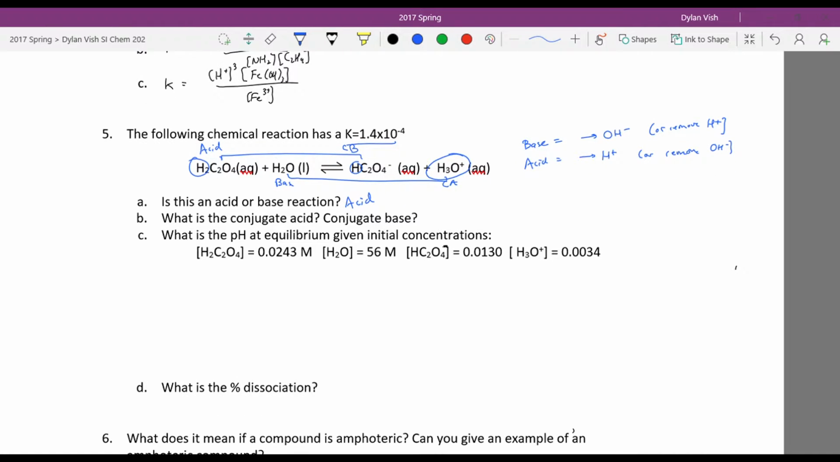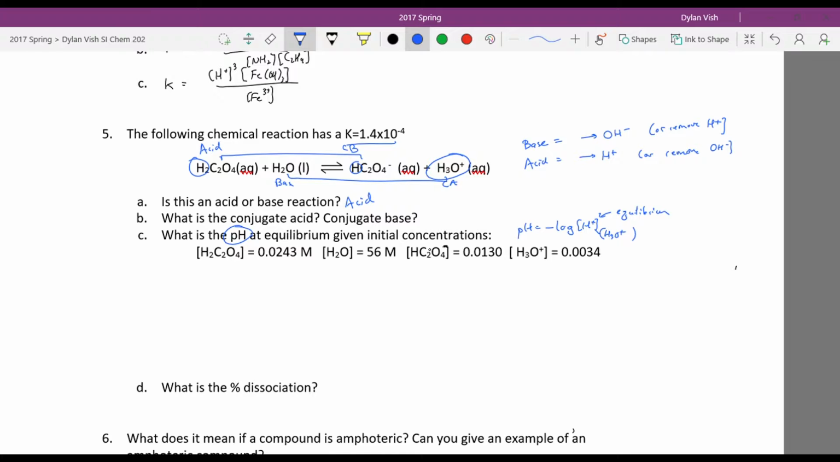Now C, the actual math here. What's the pH at equilibrium given the initial concentrations? So this is just like a problem we've done before. They give us an equilibrium equation and they say, here's what we started with. These are our initial concentrations. What's at equilibrium? The only difference is they're asking pH, and pH equals negative log of our H plus concentration. So we just need to find an equilibrium concentration of H plus or H3O plus, because remember they're the same thing. And then we'll be able to calculate the pH.